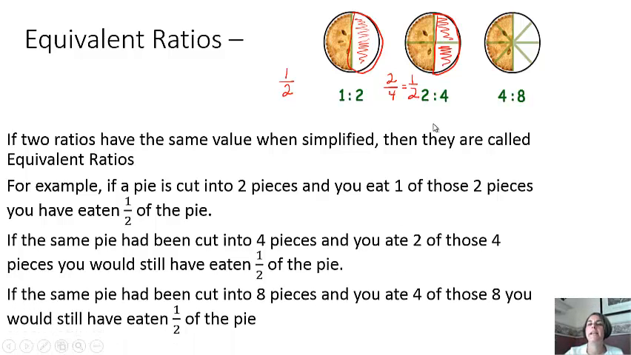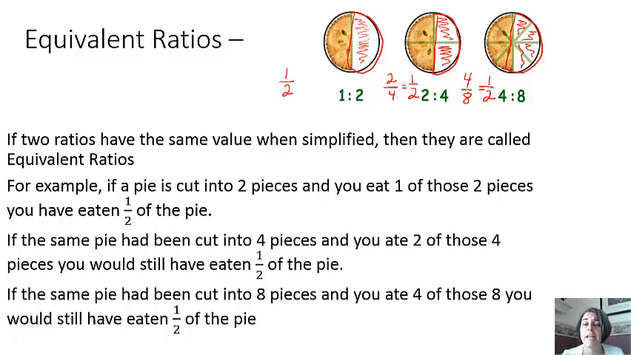Finally, if you cut that pie into 8 pieces, and this time you're like, I'm really hungry. I think I'm going to eat 4 out of those 8 pieces. 1, 2, 3, 4. You eat 4 out of those 8 pieces of pie. Believe it or not, you still have consumed half the pie.